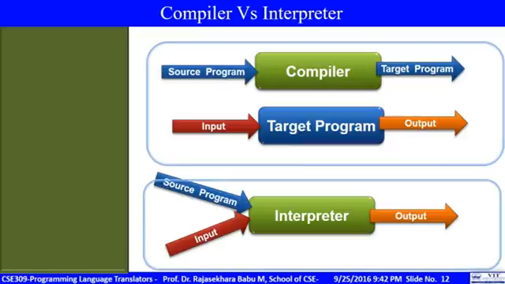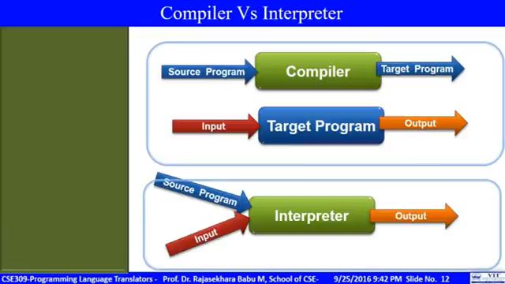Compiler is not like that. It compiles the whole program, and if there is an error, it will still compile, and then it will inform the user what errors are there in their program. Once you create the target program, you can execute it any number of times by giving various inputs. But the interpreter is not like that.